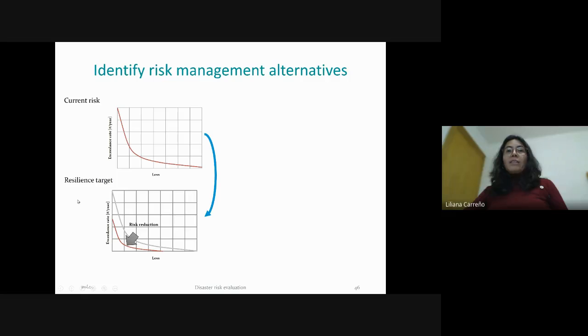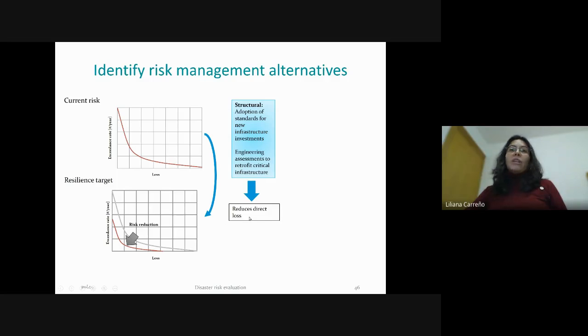Well, I can identify structural measures, for example, the adoption of standards for new infrastructure investments, or engineering assessments to retrofit critical infrastructure. This will reduce direct losses.